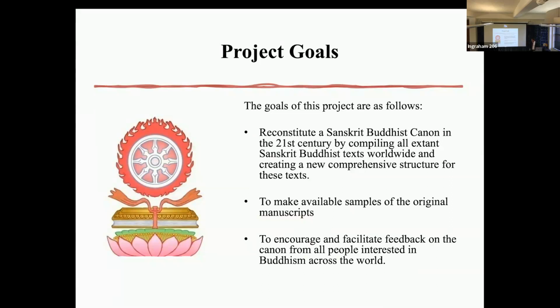And the second thing: besides the printed texts available from the 19th century that we digitized, we are also trying to look for original manuscripts from different archives. In Nepal, there are many archives. So we also started digitizing from our own Nagarjuna Institute. We started digitizing some manuscripts. So that's also our goal. And also to encourage and facilitate feedback on the canon from different people interested in Buddhism across the world.